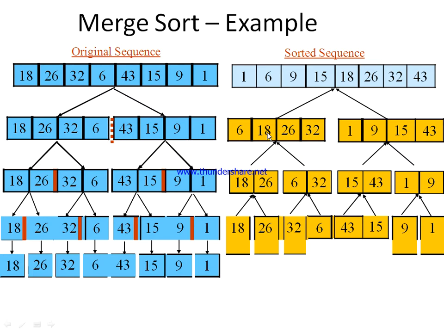6 with 18, 6 will come, and 18 here, and next 18 with 26, 18, 26, and next 26 with 32, 26, and next come with 9. 9 with 1, okay, 9 with 6, okay, 9 with 18, here 9, here 18.